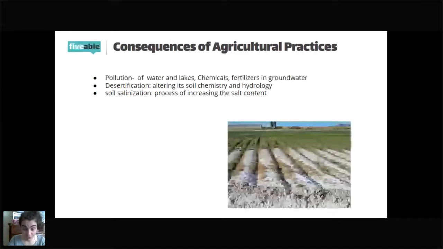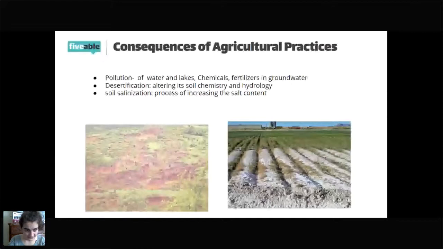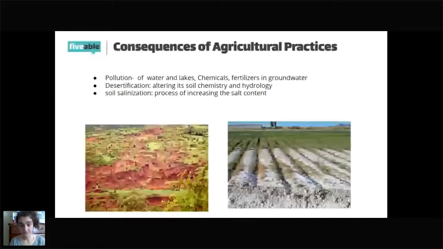It literally turns white. And this is an example of desertification. Usually these two obviously happen from overusing the land and not taking care of it.